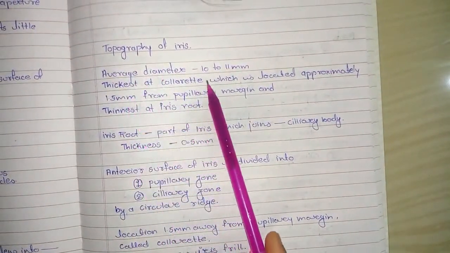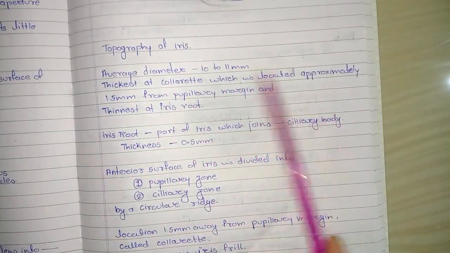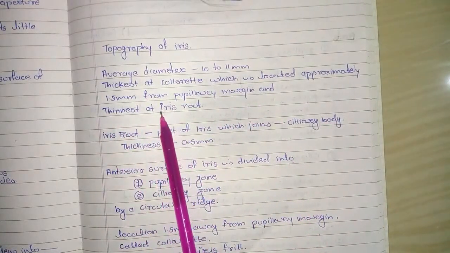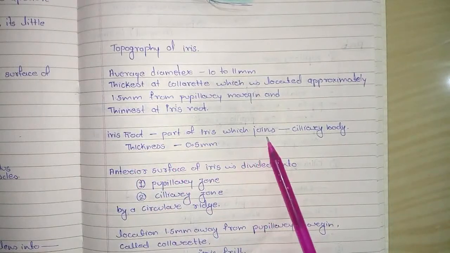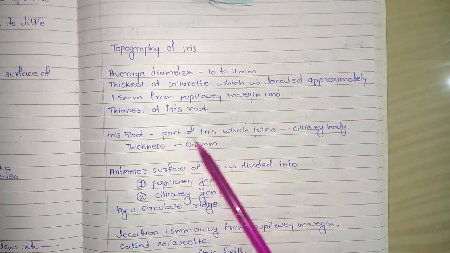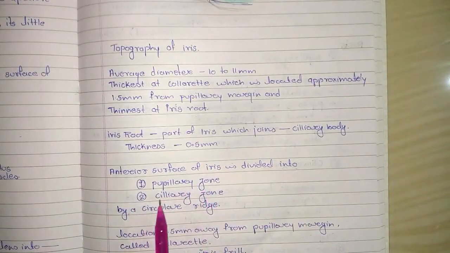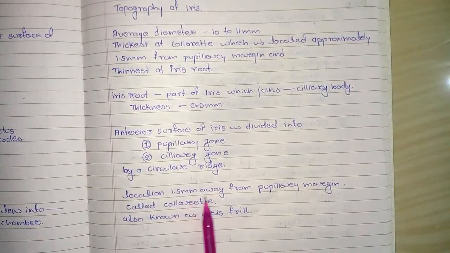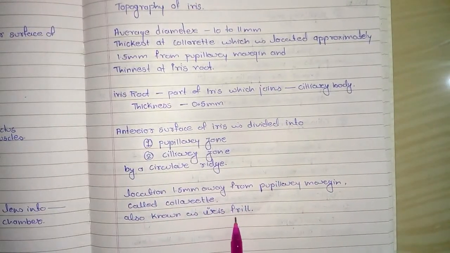Average diameter of iris is 10 to 11 mm. It is the thickest at collarette, which is located approximately 1.5 mm from the pupillary margin, and thinnest at the iris root. So what is iris root? Iris root is the part of iris which joins with the ciliary body, and the thickness of the iris root is approximately 0.5 mm. The anterior surface of the iris is divided into the pupillary zone and the ciliary zone by a circular ridge located 1.5 mm away from the pupillary margin, which is called collarette, and it's also known as iris frill.